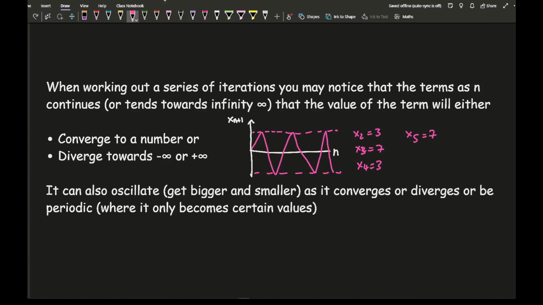You may get something that oscillates, so for example, x2 might be minus 4.32, or 5 I should say, x3 might be 7.23, x4 might be minus 5.61, x5 might be 8.32. So as you can see, the numbers are getting bigger, but they're going from positive to negative, positive to negative. So that is an example of where it oscillates.